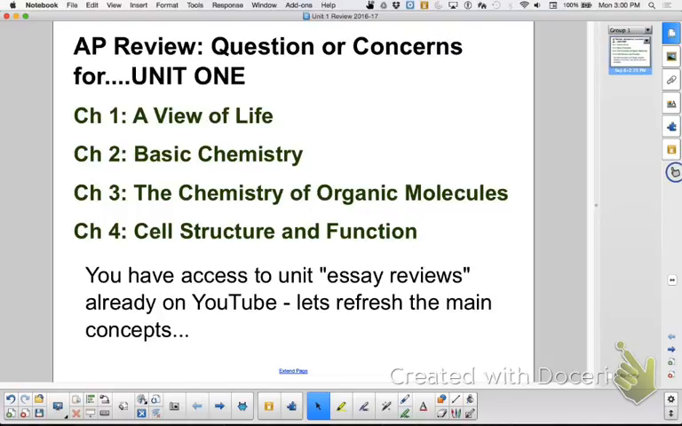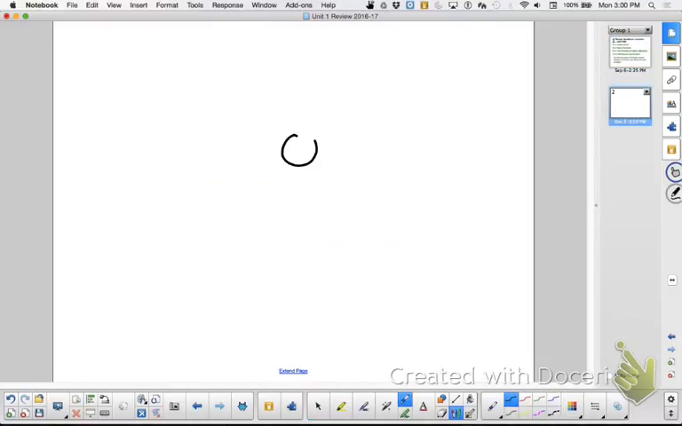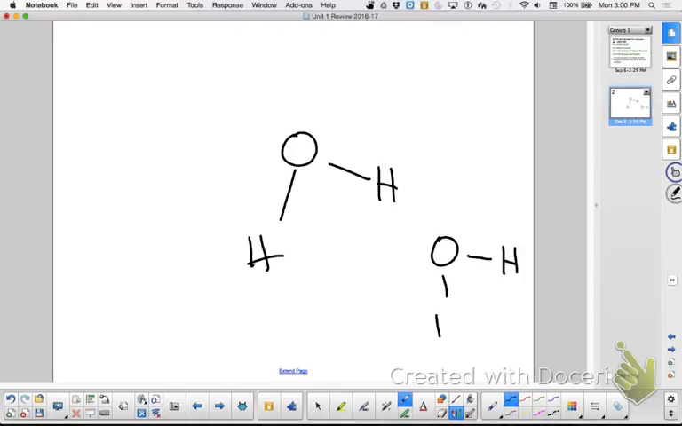Yes? I remember there was a whole thing on it. Is water a covalent or a hydrogen? Okay, so let's talk about that. So when you talk about water, if here's a water molecule, here's another water molecule. What kind of bond is that? Polar covalent. It's polar covalent.